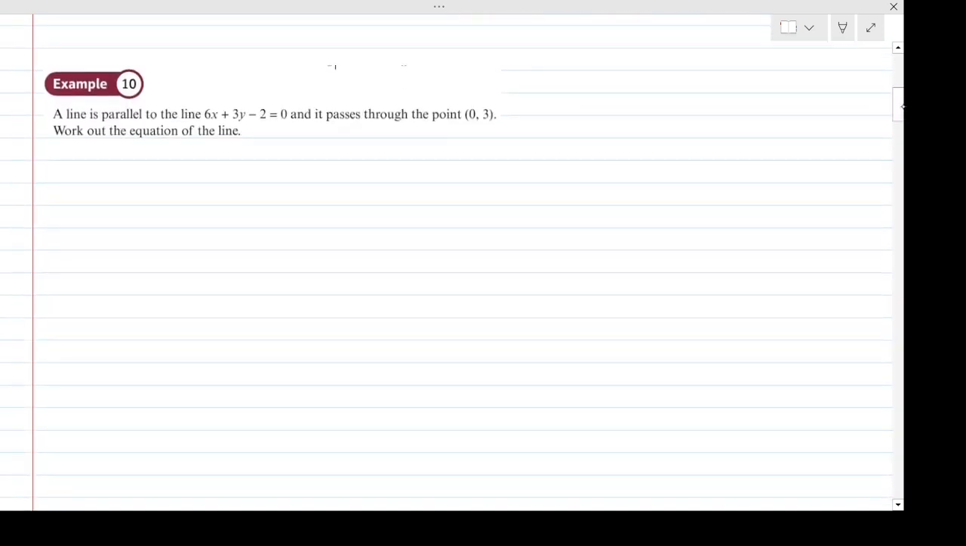So let's have a look at some examples. Example 10: a line is parallel to the line 6x plus 3y minus 2 is equal to 0, and it passes through the point (0, 3). Work out the equation of the line. Now this is why I spoke about it in the last section. This is why I love working with the equation of the line, which is y equals mx plus c, because you can easily read off what the gradient and the y-intercept will be.